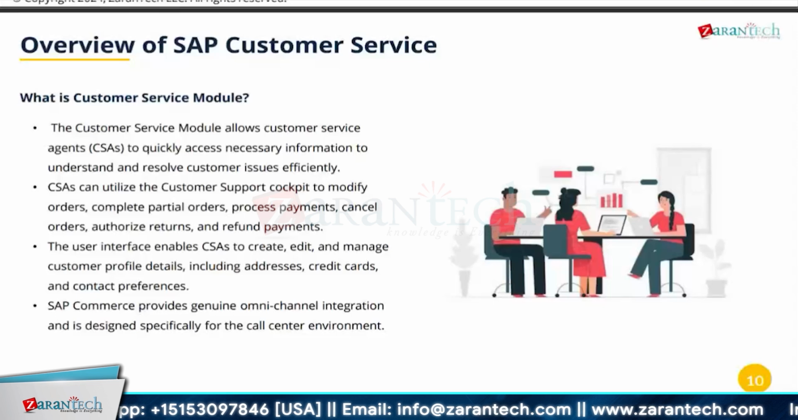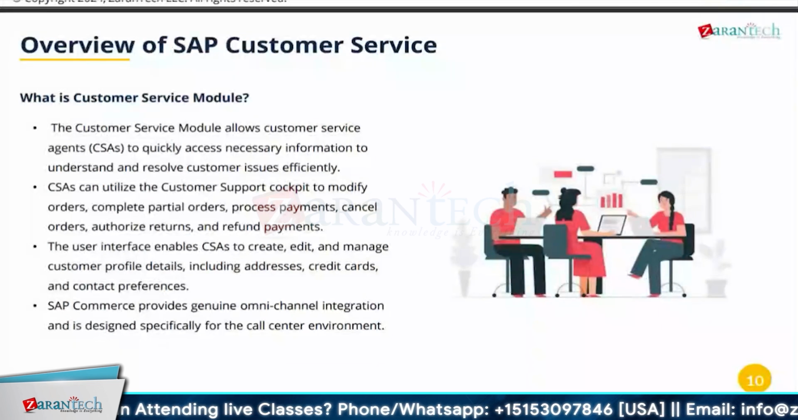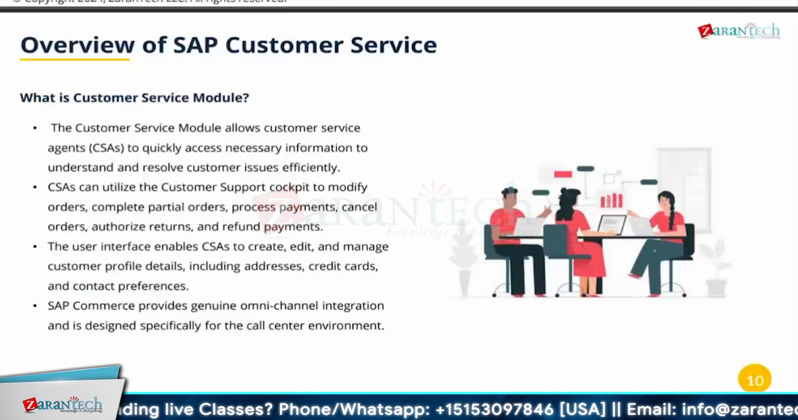So CSAs can utilize the customer support cockpit to modify orders, complete partial orders, process payments, cancel orders, authorize returns, and refund payments. These things the CSA can do through the customer support cockpit. So they will modify the order. Say suppose we ordered something, for example, I ordered 1,000 laptops instead of 100 laptops. So for me, the mistake is made. 1,000 laptops is a huge amount compared to 100 laptops.